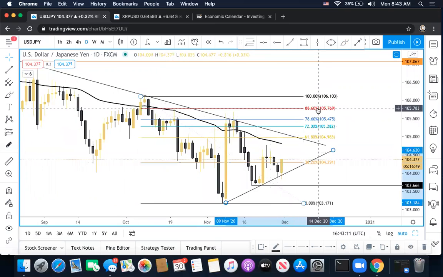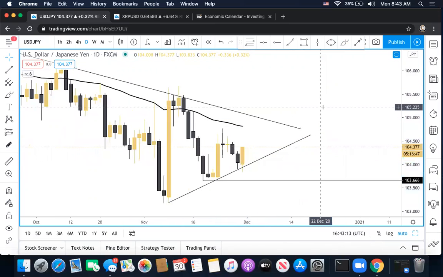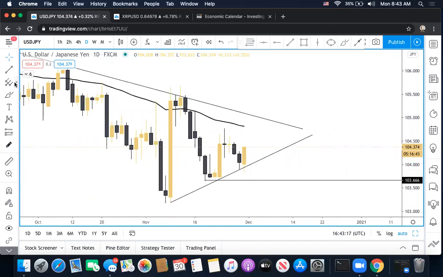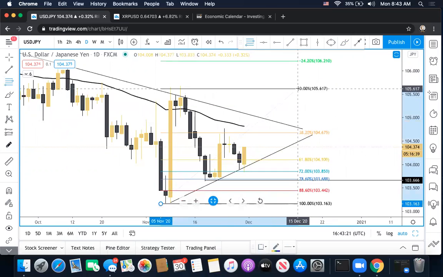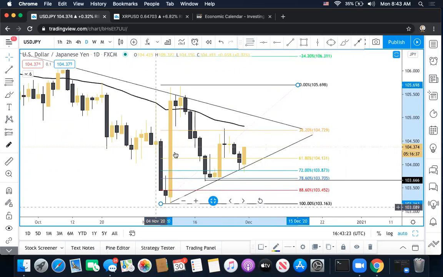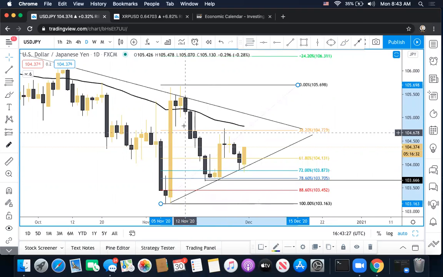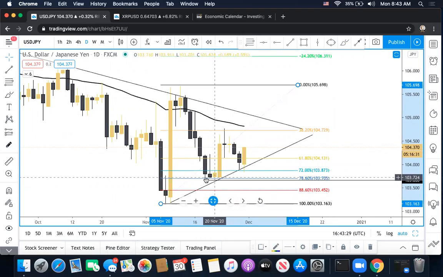Let me delete that. So if I delete that fib, and let's say I drew a fib from this low to the high, price pushed down, 78.6 retracement on the daily time frame. That's 4 days. It rested at the 78.6. Second trend line hit, bullish engulfing to the upside.